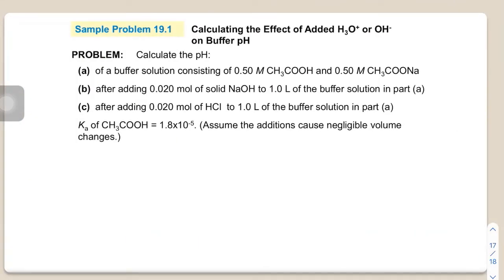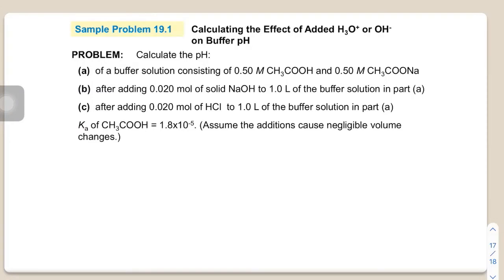Okay, so how to calculate the pH of the buffer system, without the addition of acid or base, and after the addition of both acid and base? In this sample problem, we have 0.5 molar of acetic acid and 0.5 molar of sodium acetate. We have to calculate the pH of this buffer system.